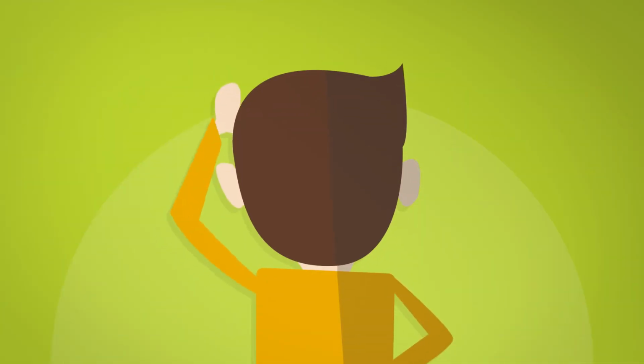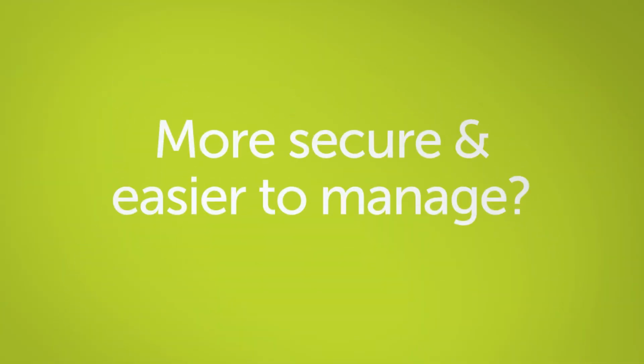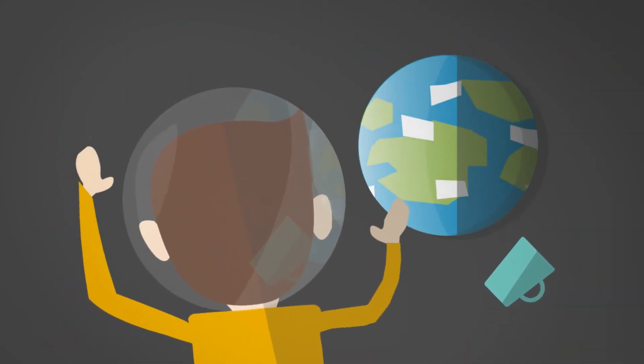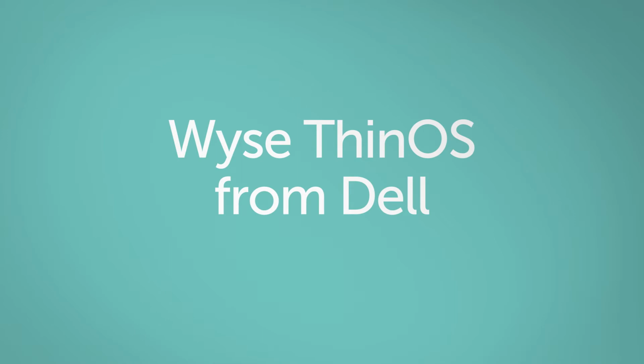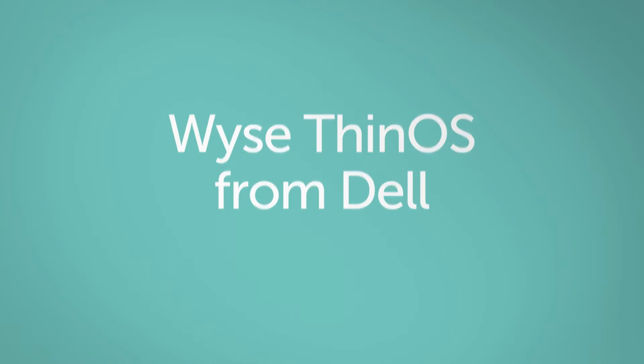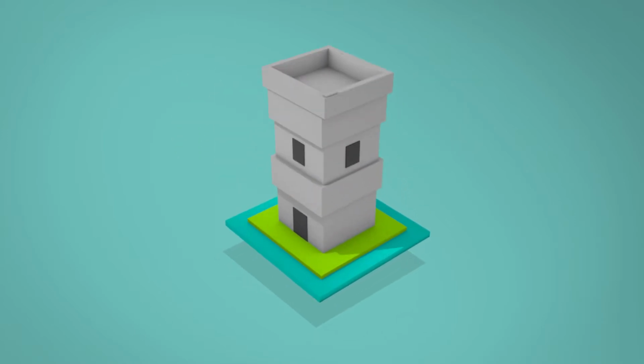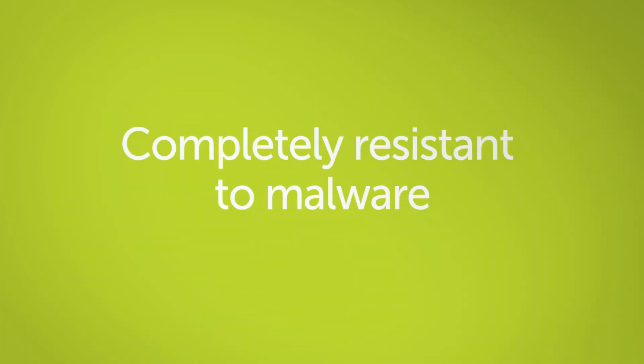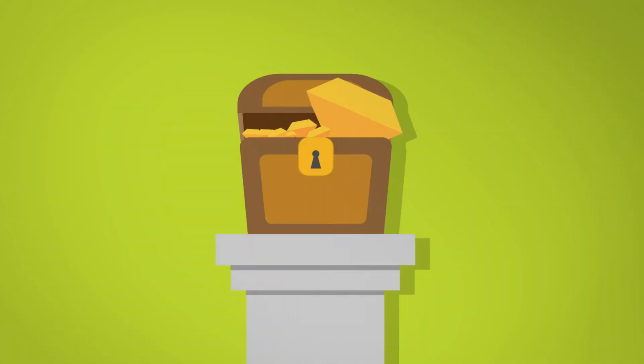Okay, so you're still undecided. Perhaps you need something more secure and easier to manage, something a little more innovative to show you things you didn't know you were capable of. If that's the case, say hello to Wyse Thin OS from Dell. Stacked full of security features to protect your users and company's intellectual property, Thin OS is our most secure operating system. It has a zero attack surface and is completely resistant to malware aimed at Windows and Linux-based systems, and doesn't need continuous patching or antivirus software to be secure. It's our gold standard in endpoint security.